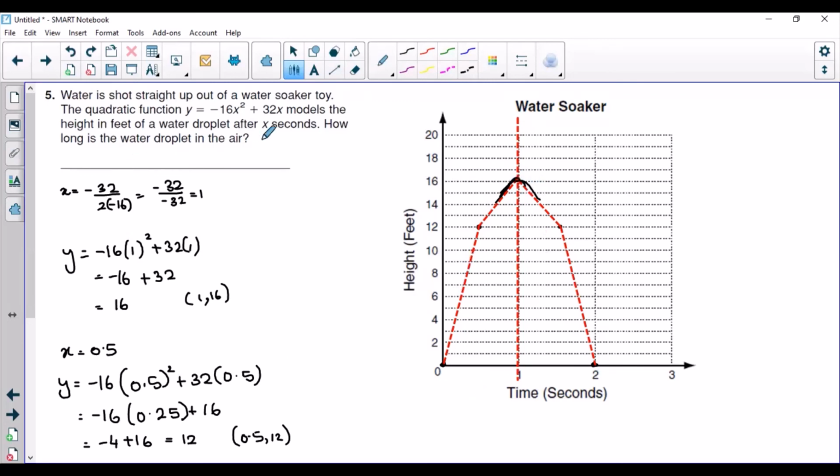Now, the question says, how long is the water droplet in the air? So from the start, that's 0, to come down, it has taken just 2 seconds. So the water droplet was in the air for 2 seconds. This is how you read the graph, from where it starts till it comes to an end. How much time it took, that becomes the seconds.